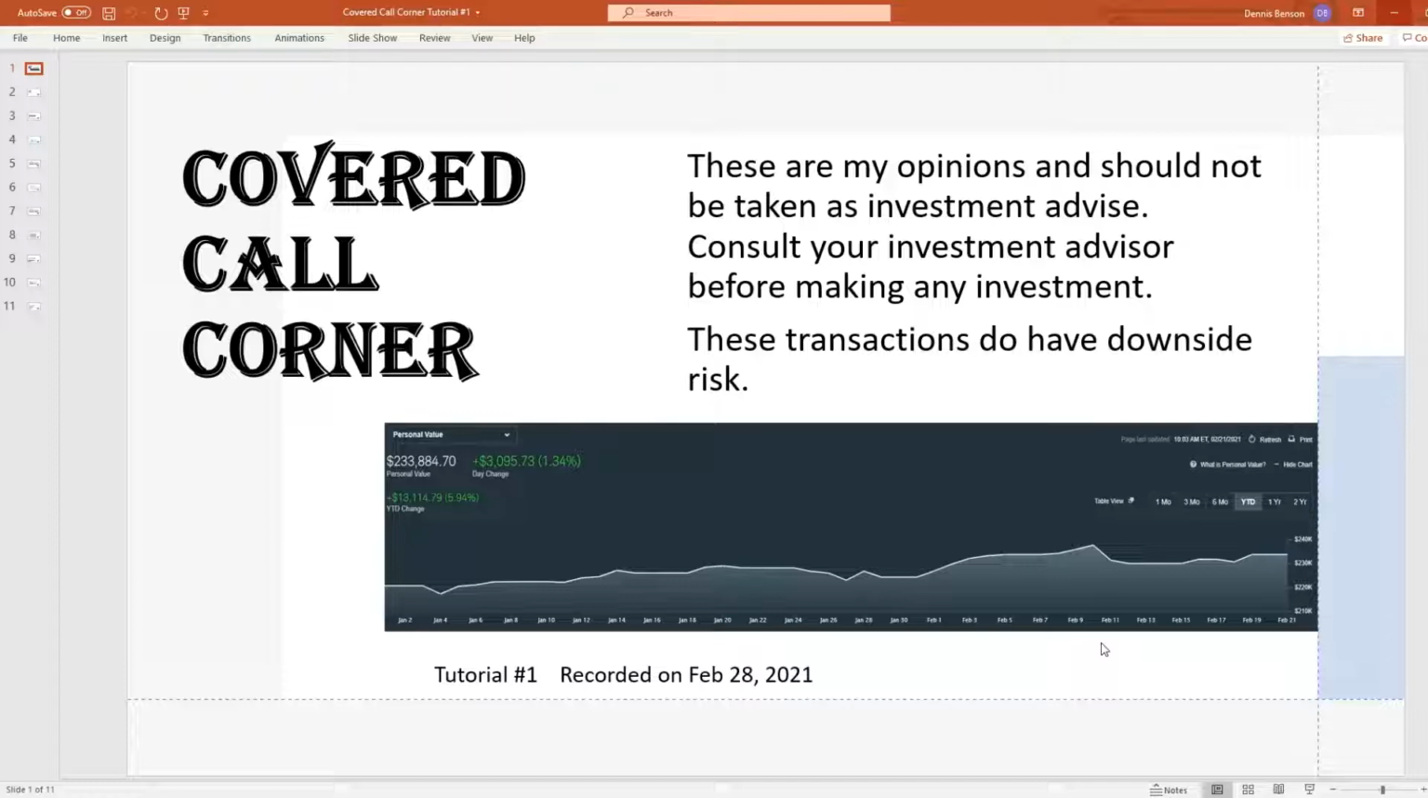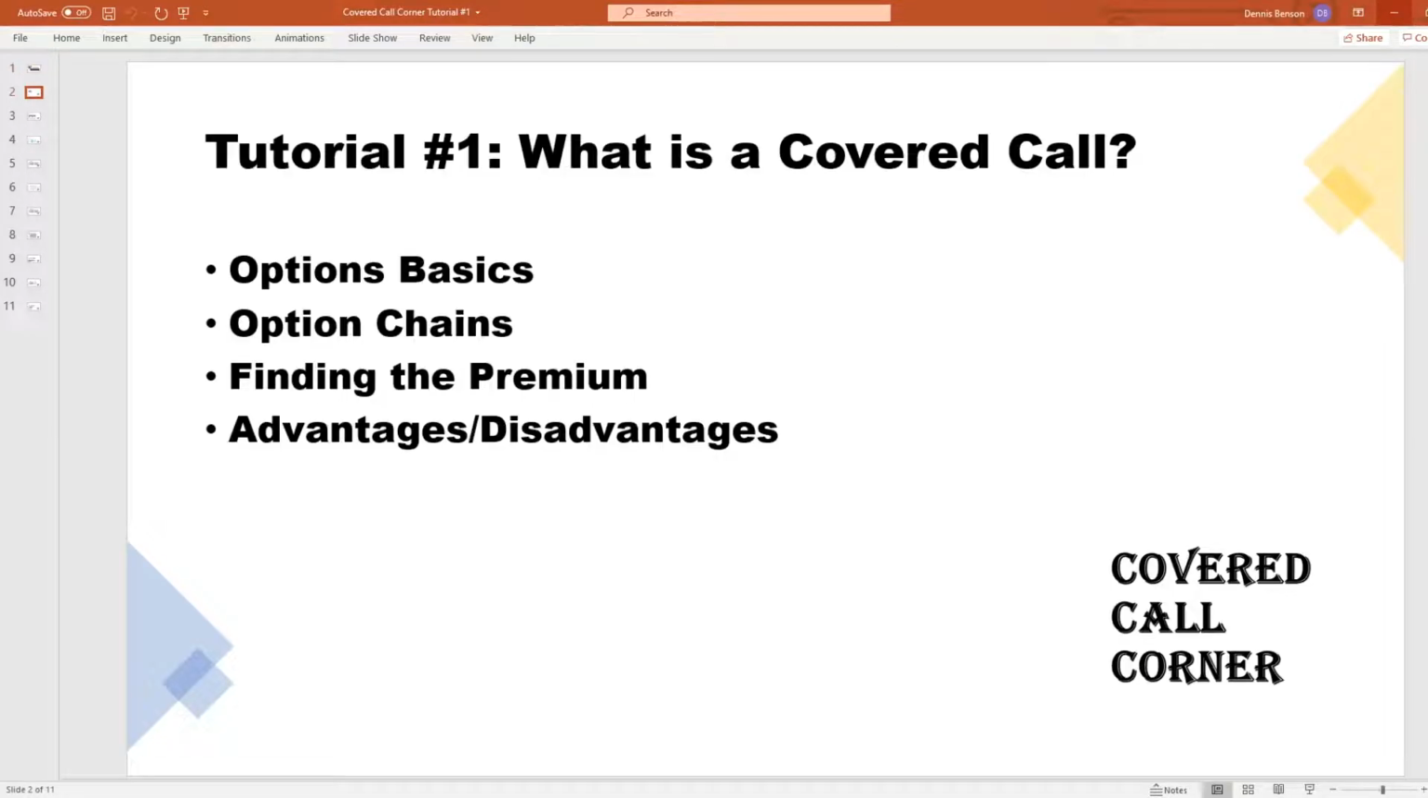Let me make this caveat up front. It's right here on the cover slide. These are my opinions and should not be taken as investment advice. Consult your investment advisor before making any investment. These transactions do have downside risk. So without further ado, let's move on.